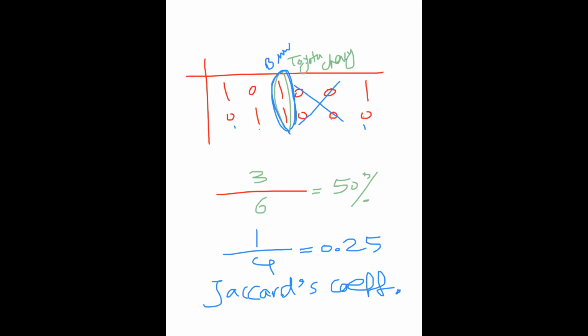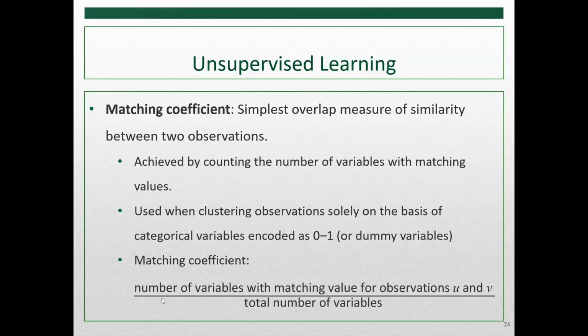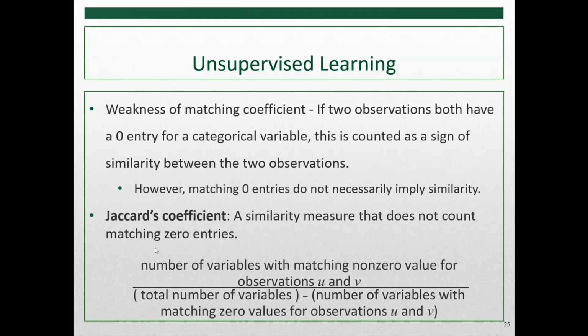So now moving to the slides, and you understand the definition of matching. Number of variables with matching values for observations U and V, over the total number of variables, which was 3 out of 6. Now for the Jaccard's coefficient, we say number of variables with matching non-zero values for the observations. So we remove the zeros. We only look at the ones, which was 1. And the total number of variables was 6 minus the ones that were matching zero. We had 2 that were matching zero, Toyota and Chevy. So 6 minus 2 is equal to 4 in the bottom of the fraction. And the number of matching that are non-zero was 1, BMW, so you have 1 out of 4, which is 25%.